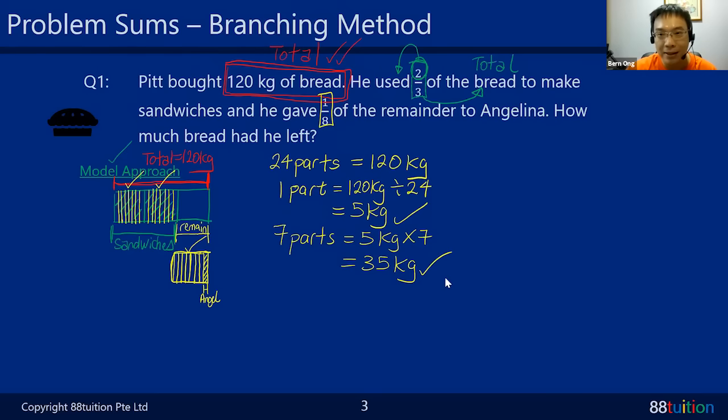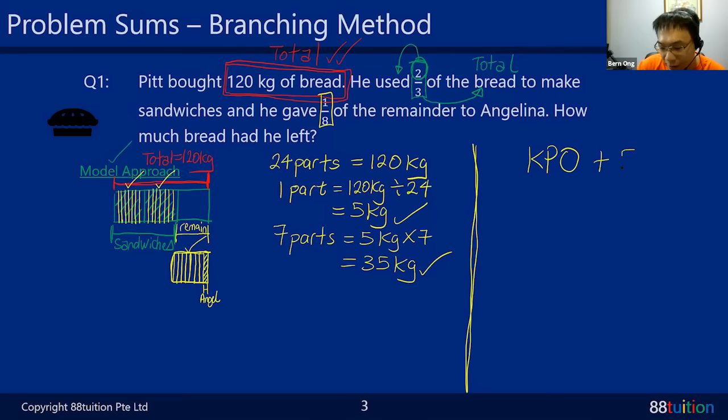Can I show you one more method? Just one more method. Bear with me. This one method is actually from the lesson. I always use this method a lot also. Some of you will know this method. It's called KPO. What does KPO stand for? KPO means if you don't know, you keep asking, keep looking for the clues. KPO plus what? I call this E to M. Anyone know what is E to M?